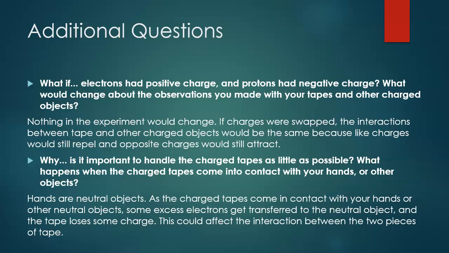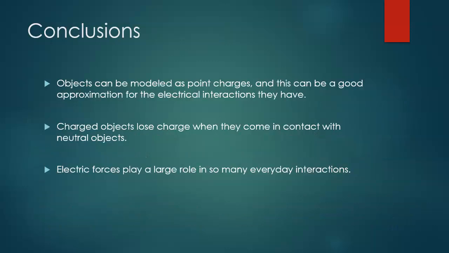If electrons had a positive charge and protons had a negative charge, nothing in the experiment would change, because although charges would be swapped, like charges would still repel and opposite charges would still attract. Also, it's important to handle charged tapes as little as possible because hands are neutral, so the charge decays when they come in contact with your hands. Some electrons can get transferred into the neutral object, the hand, and this can affect the interaction between the tapes.